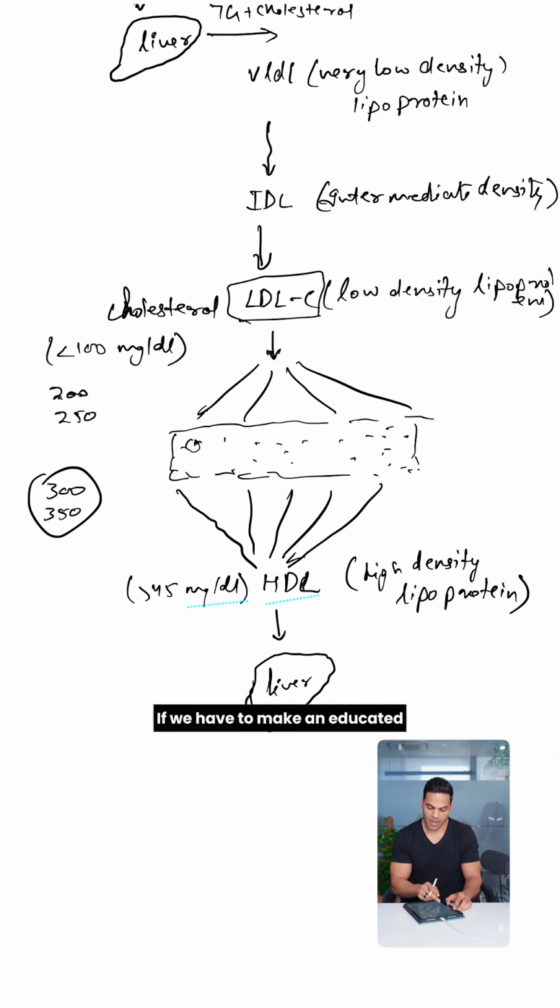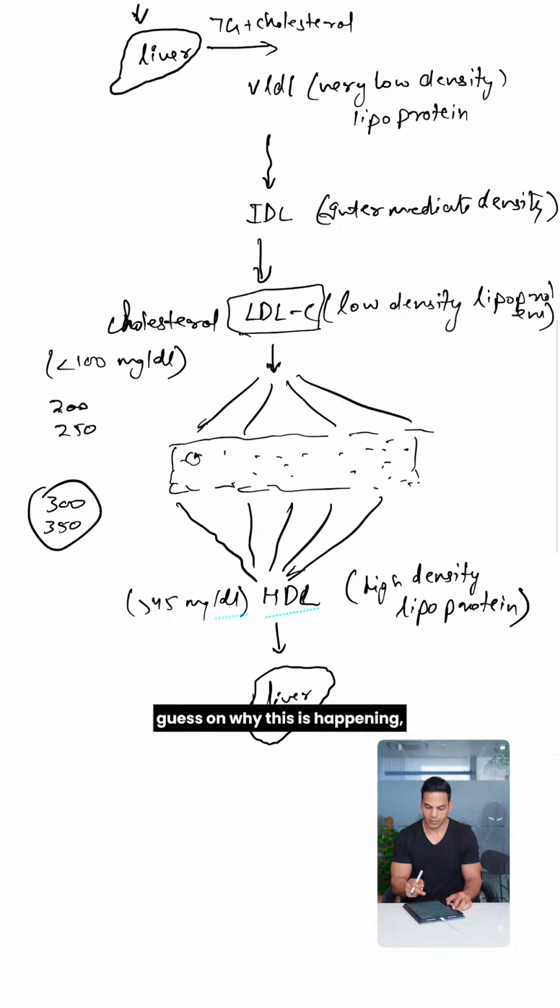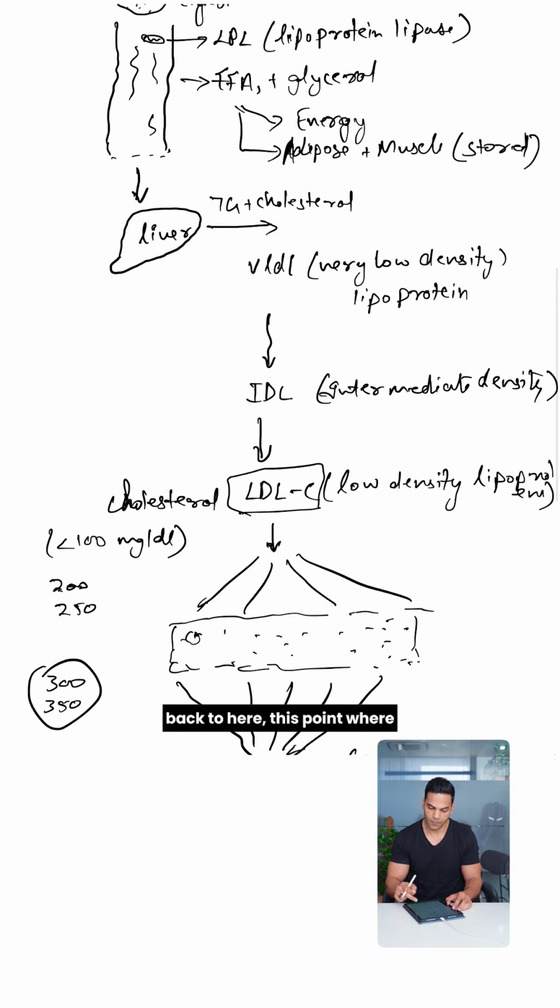If we have to make an educated guess on why this is happening, you will be able to trace it all back to this point, where the liver is having more triglyceride plus cholesterol. Even if we assume that cholesterol is not that high, if you have a high amount of TG, which is what we measure as triglycerides, you would see that in the blood report. Typically when your triglycerides are high, your LDL will also be high. This could be because of multiple reasons, and we'll try and cover some of them. Because the liver cannot hold all of them, it will have to send them out to tissues and organs.